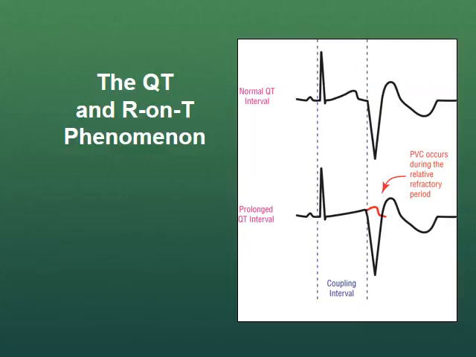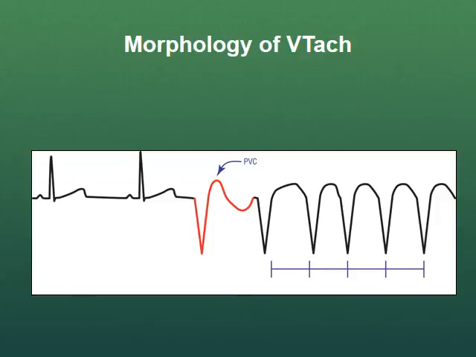So if we have a PVC in that coupling interval that we were talking about, where they normally fall at a certain time past the previous beat, and that QT interval is prolonged, and we have that PVC falling directly on the T wave, it can induce VTAC. So here's an example of what that would look like.